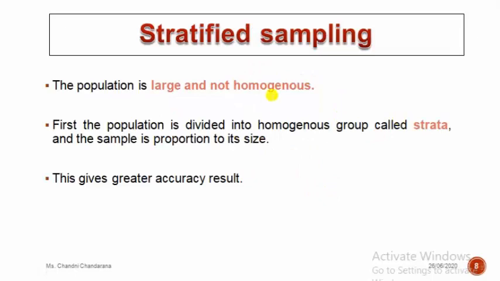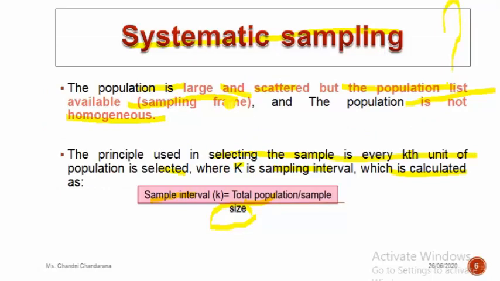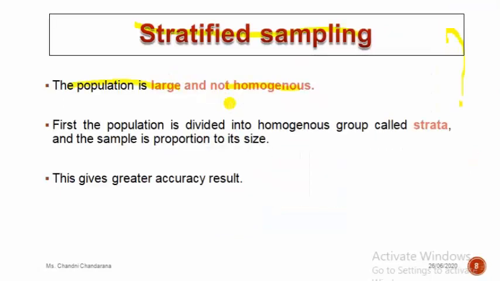Now next is stratified sampling. What is stratified sampling and when is this technique applicable? When the population is large but not homogeneous. It is the same as the second technique, systematic sampling: here also the population is large but not homogeneous. So what can we do in this technique? As the name suggests, it is stratified sampling, so here we have to make strata.